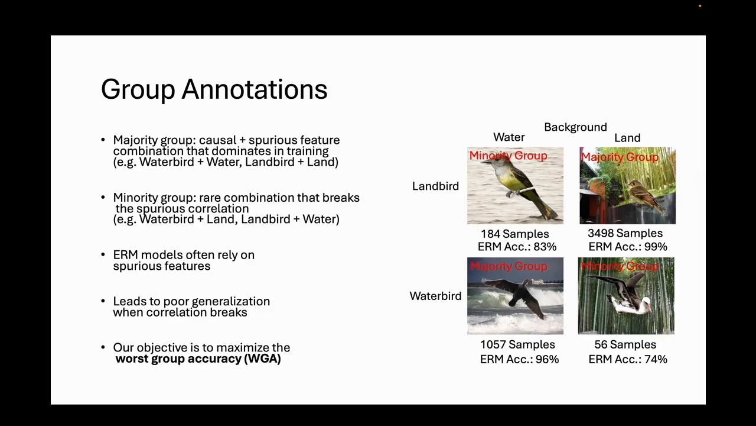We further formalize the problem using group annotations. Majority group samples have the combination of causal and spurious parts which dominates in the training set. For example, here, waterbirds on water background and land birds on land background. Minority group samples have the rare combination that breaks the spurious correlations. For example, waterbird on land background and land birds on water background. ERM models perform much worse on minority groups, and our objective is to maximize worst group accuracy.